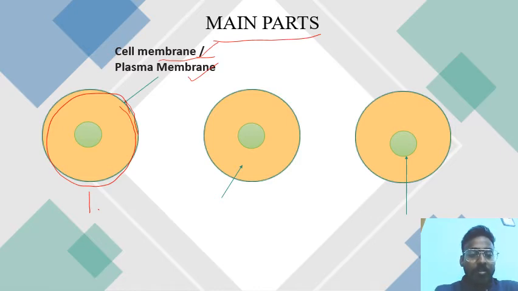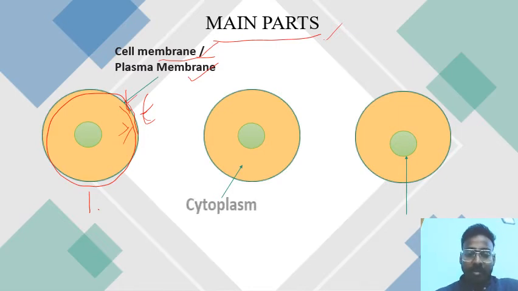It separates the outer environment of the cell from its inner environment. Okay, it is present in all types of cells like plant cells and animal cells. However, in the case of the plant cell there is a presence of a cell wall also. We will discuss it later, but till now you have to remember this cell membrane or the plasma membrane. It is also a main part. It is found in all types of plant and animal cells.